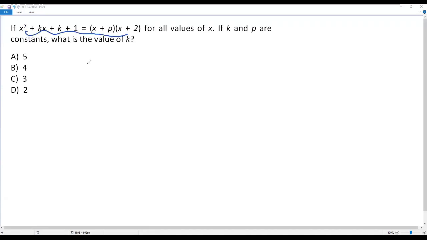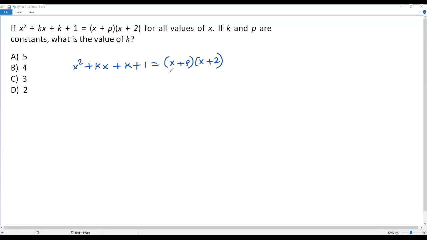Okay, now let me take the given equation as it is. That is x² + kx + k + 1 = (x + p)(x + 2). Here on the left side, we have a quadratic expression. On the right side, we have a product of two linear expressions, x + p and x + 2. When I multiply these two linear expressions, I'll get a quadratic expression on the right side. Then we'll have quadratic expressions on both sides of the equation, and we can equate the coefficients of like terms and solve for k.